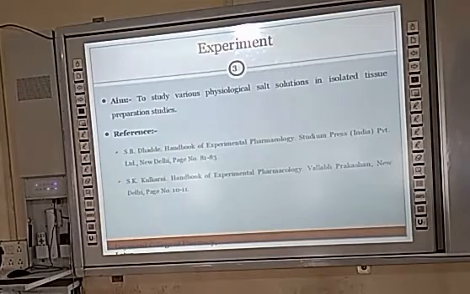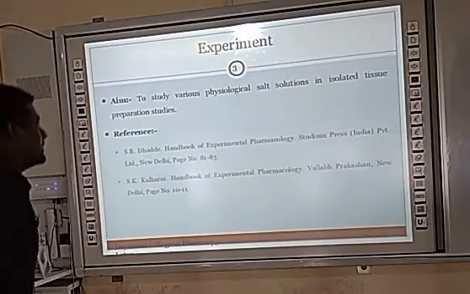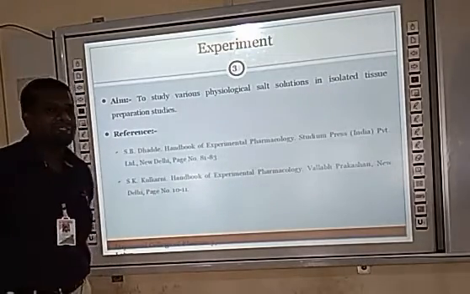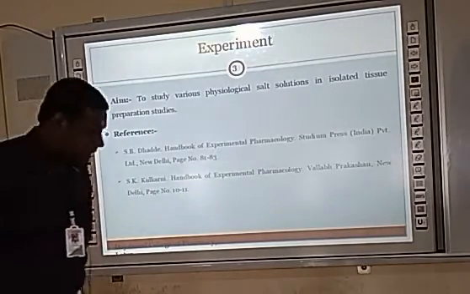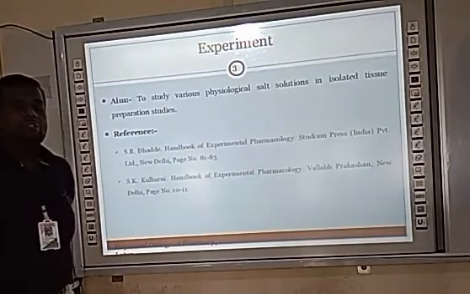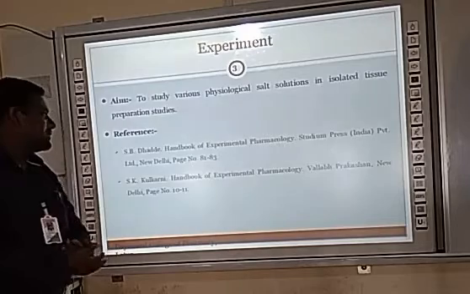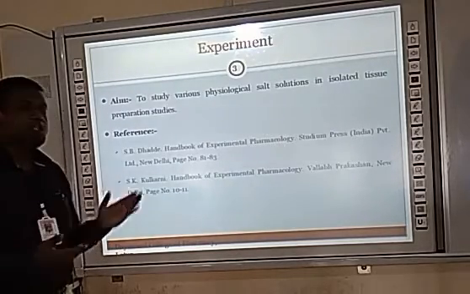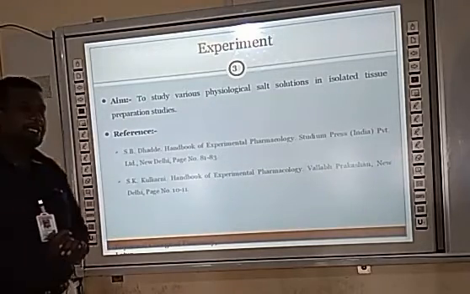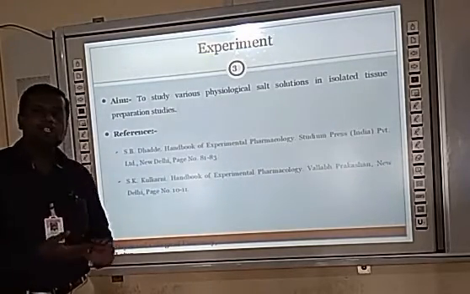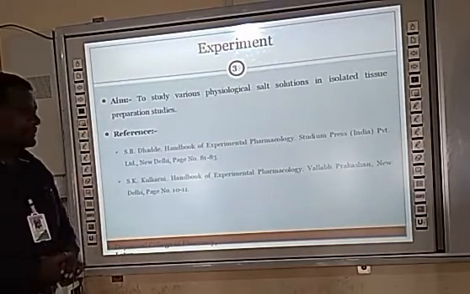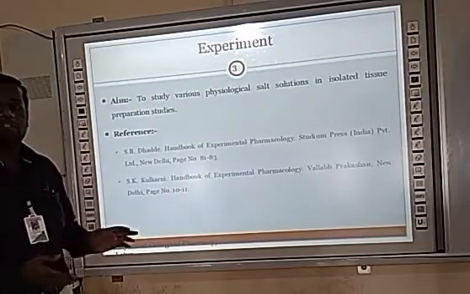Then next is the reference. There are 2 references for experiment number 1, that is for preparation of PSS. The first is the book by S.B. Dhade, Experimental Pharmacology, Studium Press Private Limited, New Delhi, page number 81 to 83. And the second reference is S.K. Kulkarni, Handbook of Experimental Pharmacology, Vallabh Prakashan, New Delhi, page number 10 to 11. So these are the 2 references for preparation of PSS.